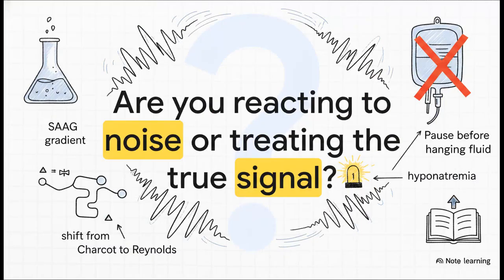So, as we wrap up this explainer, I want you to really think about this question. I want you to think critically about these boundaries when you're out there on the wards. Whether you're doing the math on a SAAG gradient, recognizing that terrifying shift from Charcot to Reynolds, or just pausing for a second before you hang that IV fluid for hyponatremia, always ask yourself, what true signal might I be missing in all this noise before I write that next order?